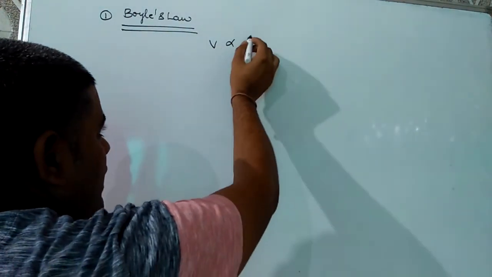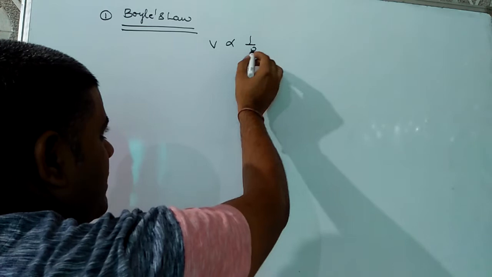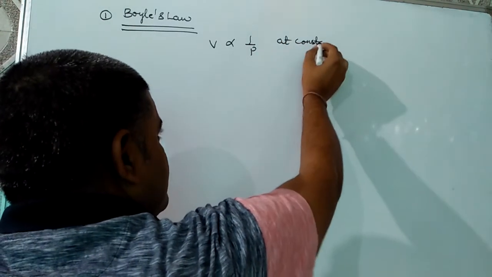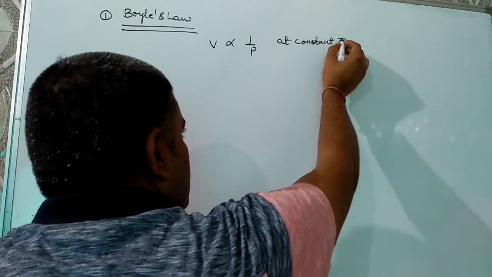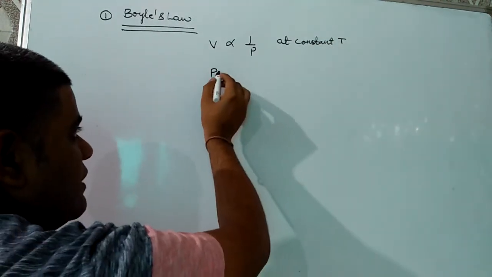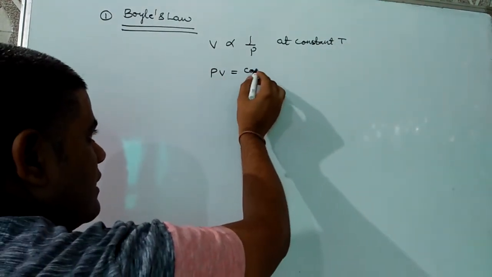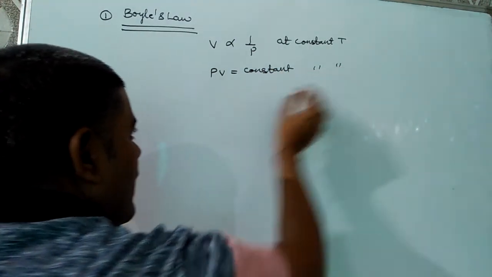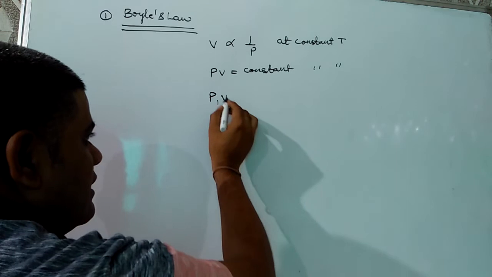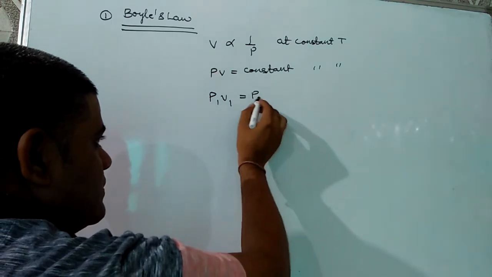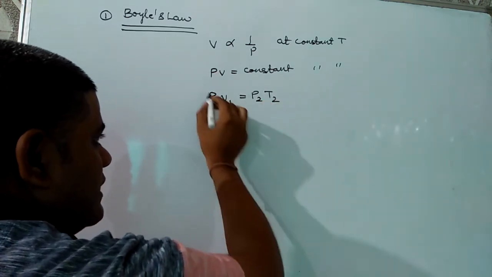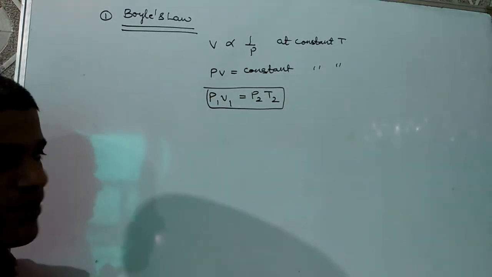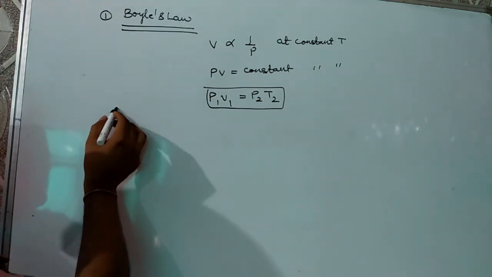Mathematically, V is directly proportional to 1 by P at constant temperature. So, PV is equal to constant at constant temperature, and P1 V1 is equal to P2 V2. These are the statements of Boyle's law, and there can be three graphs related with it.